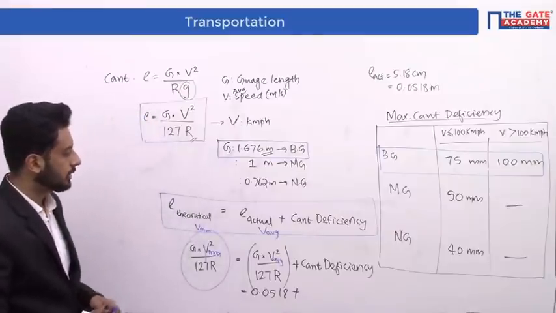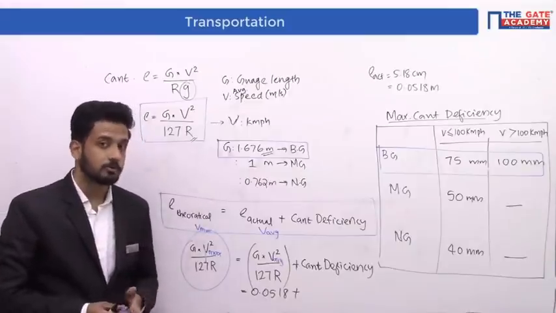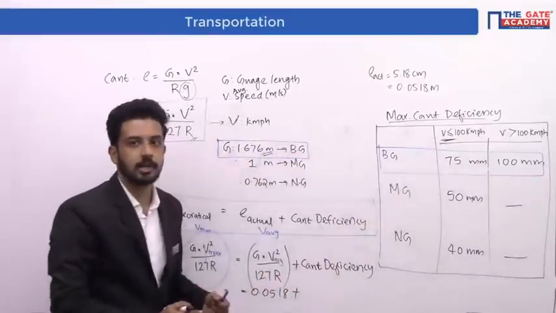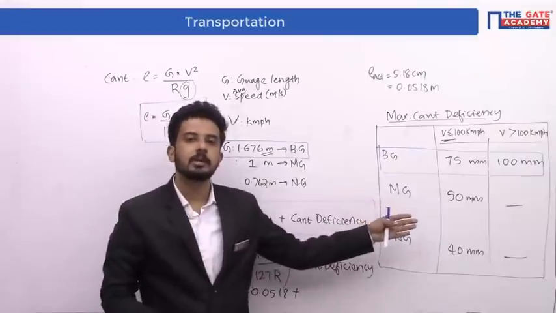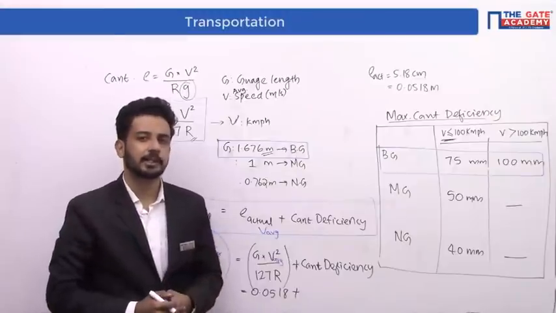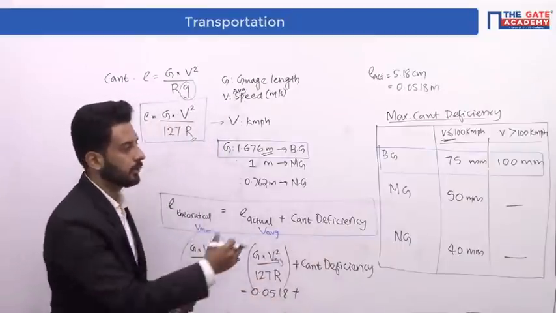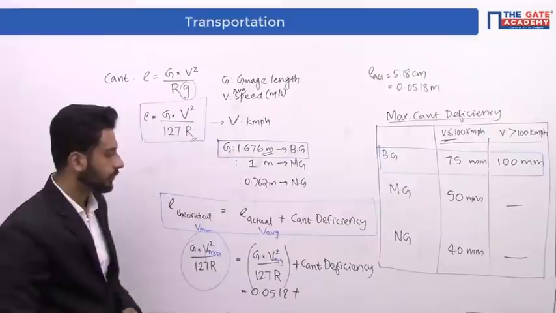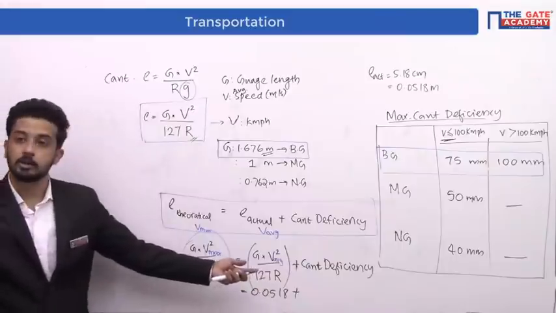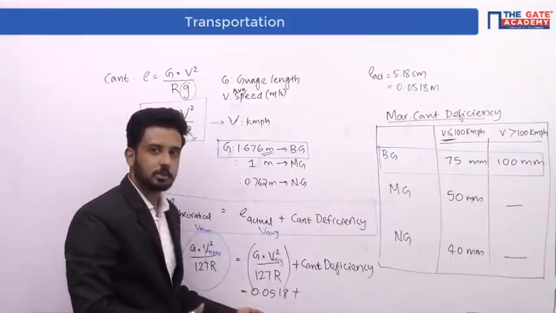Okay, so they told that the maximum cant deficiency is applied. So what will be the value of cant deficiency? See, by default it will be the first case. By default the speed will be less than 100 km per hour. Suppose they mention it is a very high speed track having design speed more than 100, then only we have to take 100 millimeter. So here by default we have to check the first column. So what will be the value of cant deficiency? 75 millimeter. So I have to convert it into meter, correct?